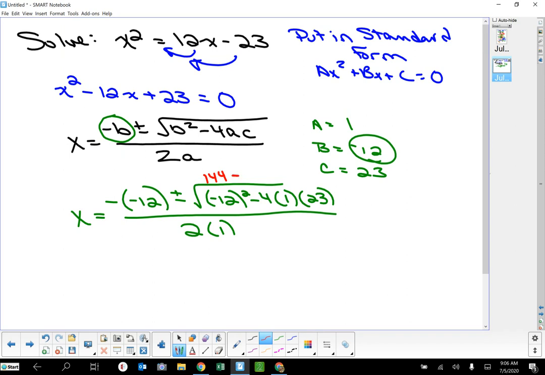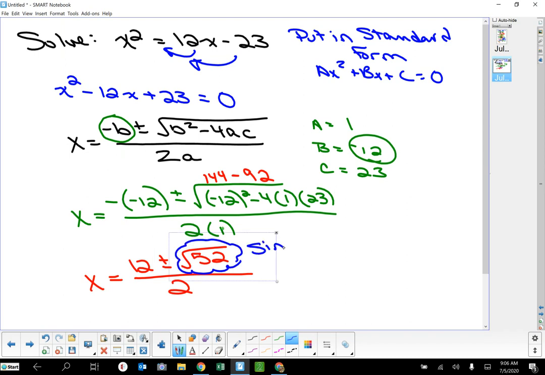And then 4 times 1 times 23 is, oh, I did this somewhere, 92. All right, so we're going to go 144 minus 92. So we're going to get 12 plus or minus the root of 52. That's not 52. There's a boo-boo somewhere. I need a calculator. Oh, you can't subtract. Oh, yes, I can. That can be right. 52. I was thinking that was a whole number. Never mind. Ignore that. Okay, so this is an example where this is not a perfect square. So you must simplify this radical.